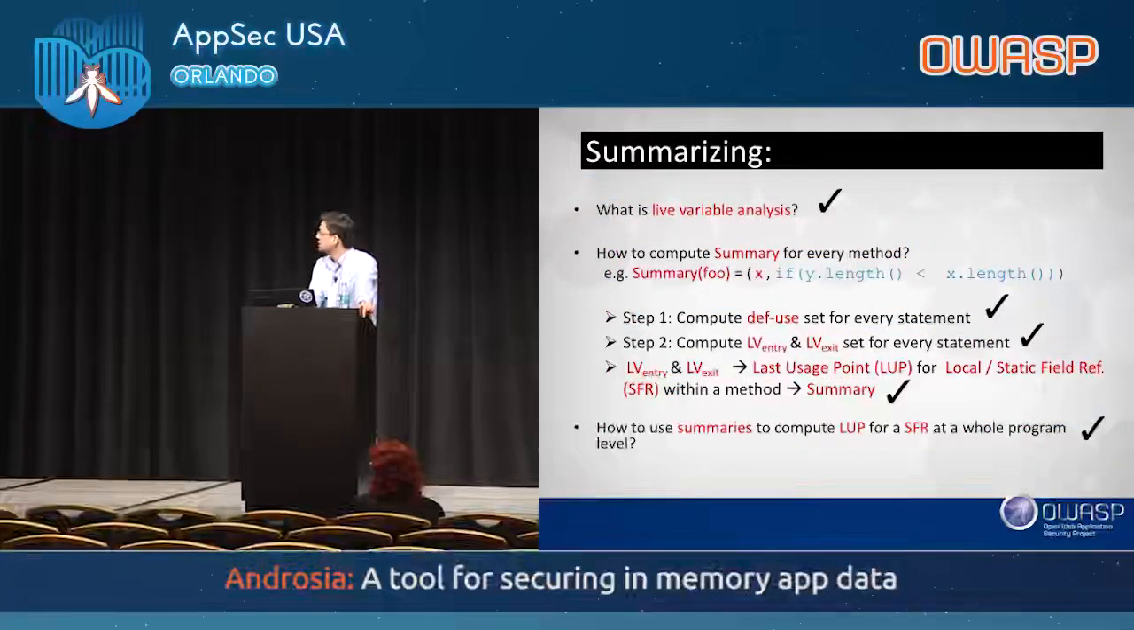So just a checklist, we've covered live variable analysis, how the summary looks, how we compute the summary using def use sets, how we compute LV entry and exit sets using the def use sets, and finally, how we use the summaries to compute the last usage point of a static field reference at a whole program level.